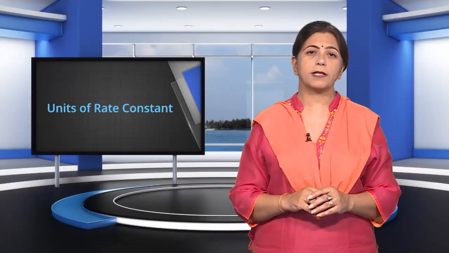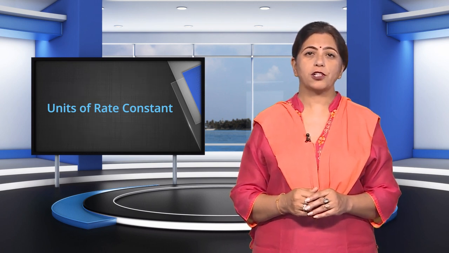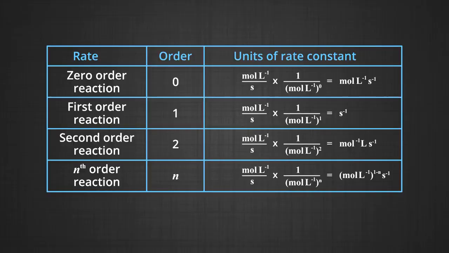And they are taking SI units of the concentration, moles per liter, and time in seconds. The unit of k for different reaction orders are listed in table 2. Now, you can see for various orders the unit of the rate constant we can find out by putting it in the formula. Let me take the first example.